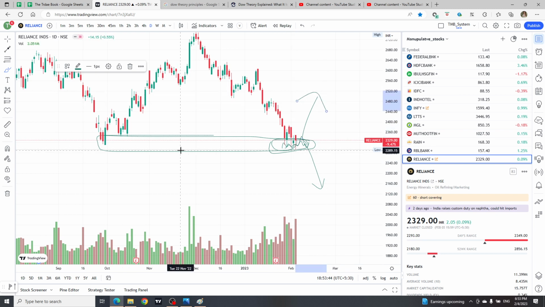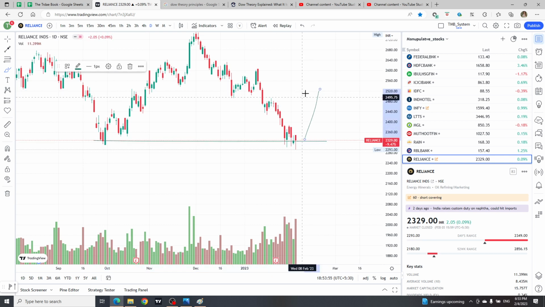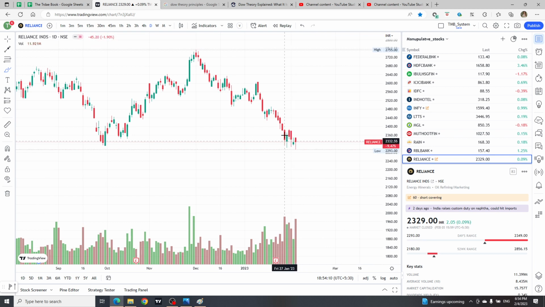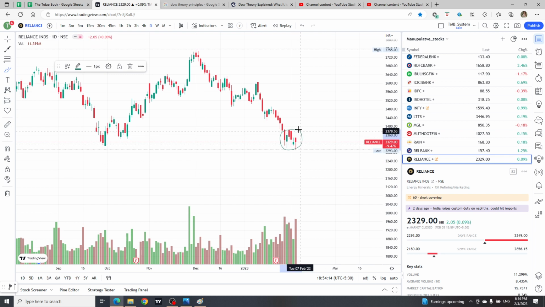Many times, retail people with less money think, okay, if we buy here, since it is support, it will go up and we will get huge money. What happens is that during this much fall, there could be some retracement. That retracement may or may not happen on the same day. If we see, for 4 days it is trading in the same range, opening with a gap up and coming down, opening with a gap up and coming down.